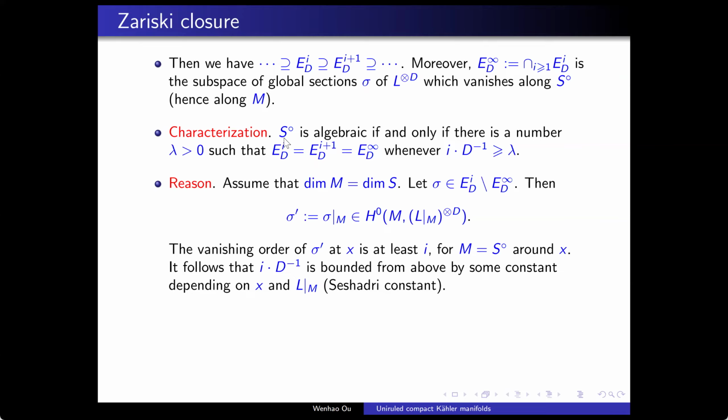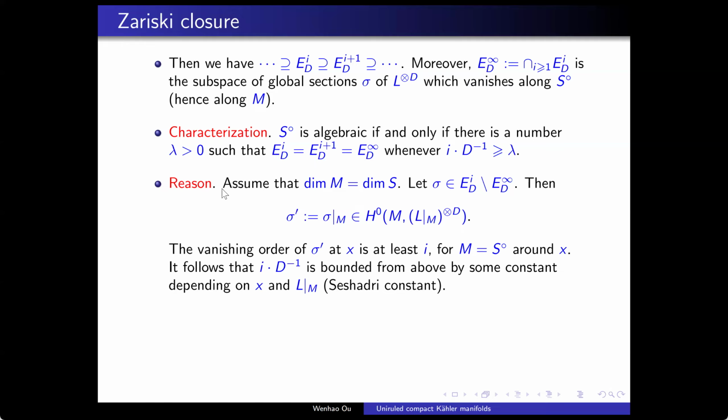Now the characterization is the following one. S0 is algebraic if and only if there is a number lambda such that this sequence becomes stationary and equal to E infinity, D whenever I over D is greater than or equal to lambda. So to fix D, if the vanishing order is higher than lambda D, then the sequence becomes stationary.